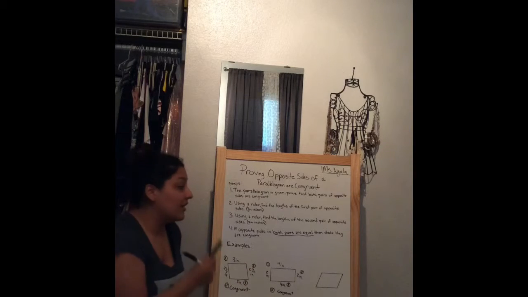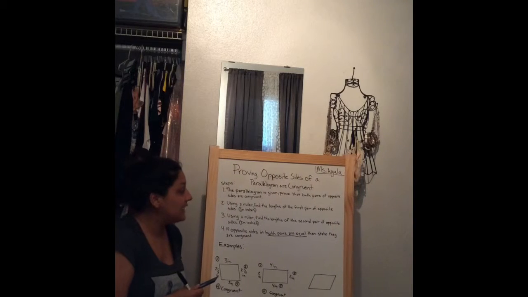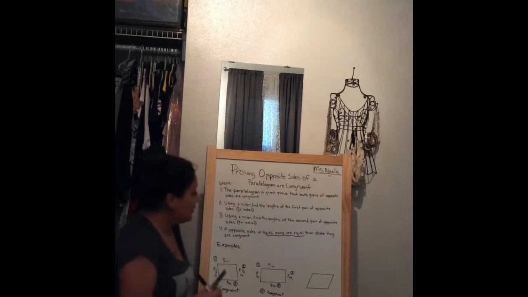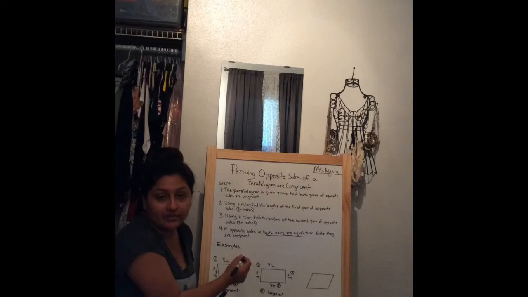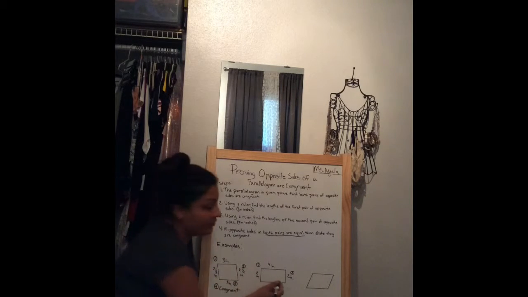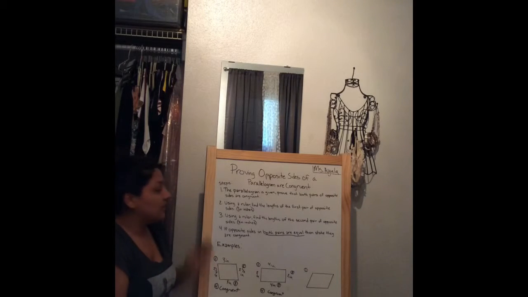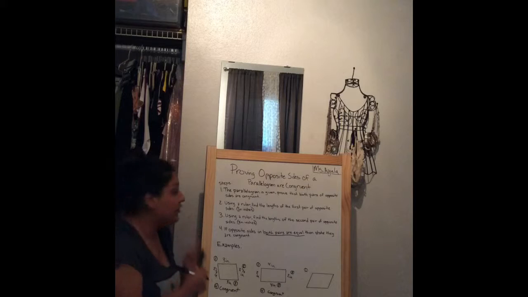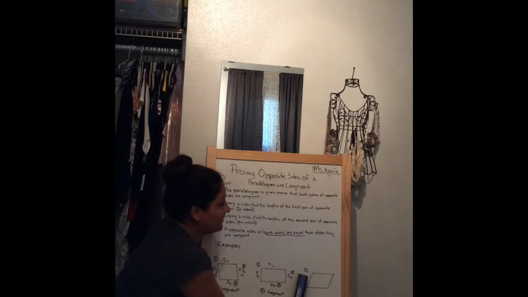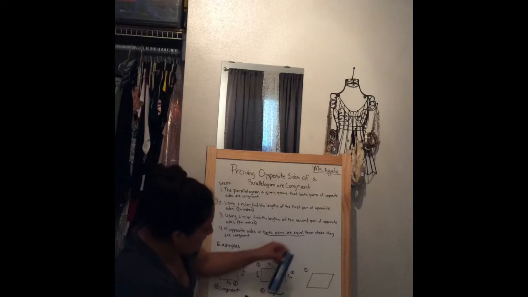Now for a third example, we're going to do the steps the exact same way. So parallelogram is given. We must prove now that both sides are congruent. Second step, again, using your ruler, find the lengths of the first pair of opposite sides. So we're going to do the left and the right again.